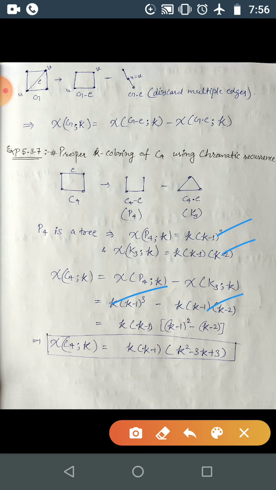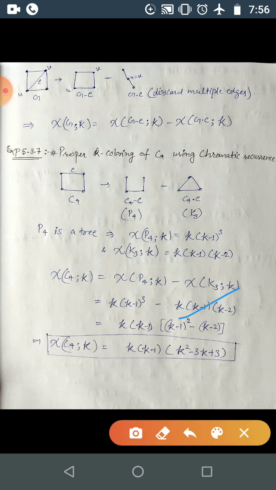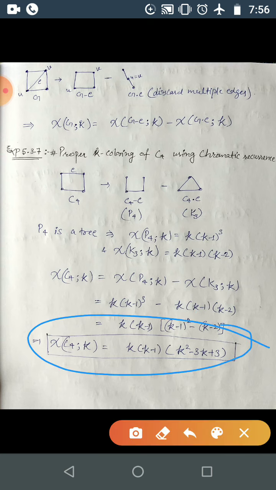You will be getting, take some common things. So K and K minus 1 common, K minus 1 squared from here, and K minus 2 from here, minus, correct? So it will be the chromatic polynomial of C4 when K colors are given. It is given by this one, K into K minus 1, and you can solve this one. So you are getting K squared minus 3K plus 3. So you can remember this for C4 also.